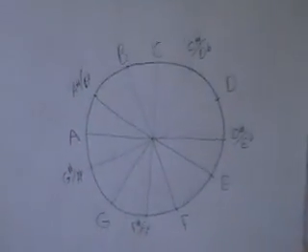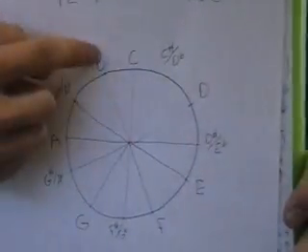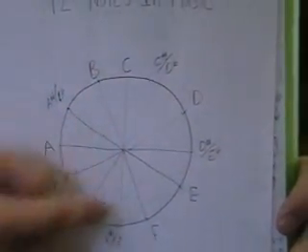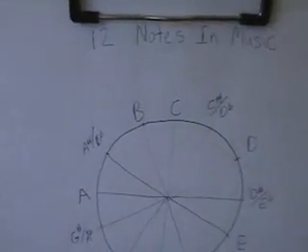So there's 7 notes. And I just drew this cheap little circle, divided it into 4, and then divided each fourth into thirds. And that gave me 12 notes. Because there are 12 notes in music.